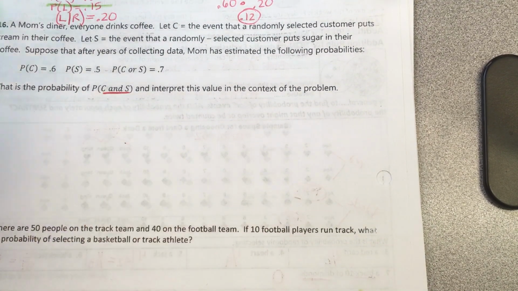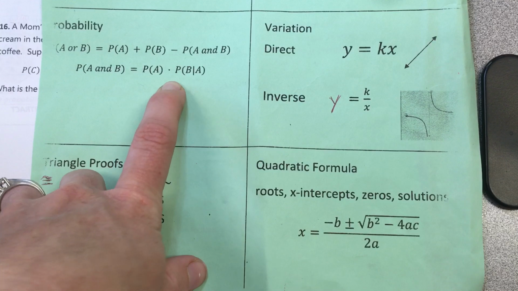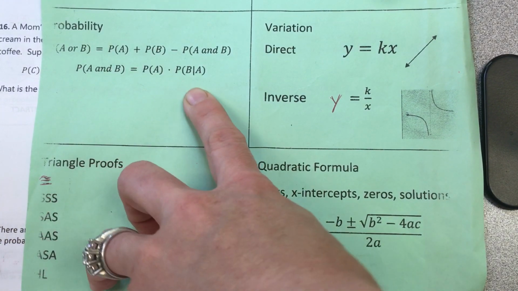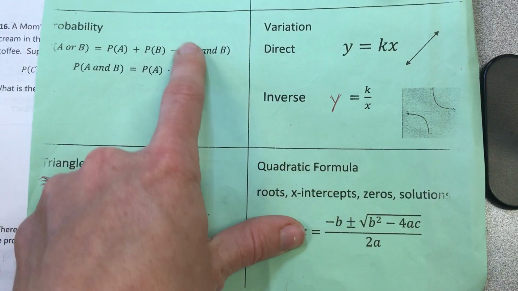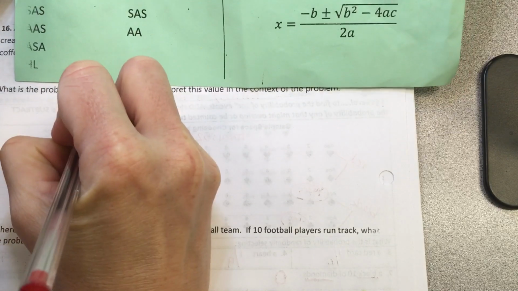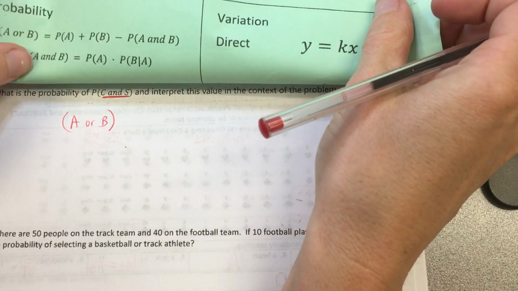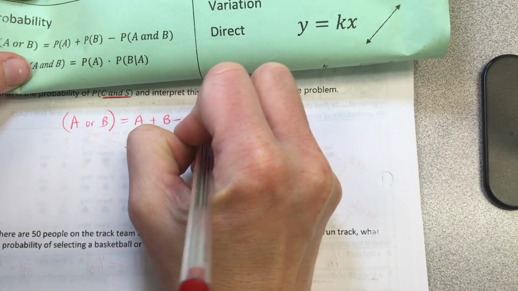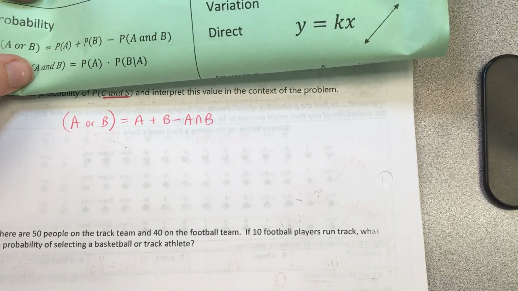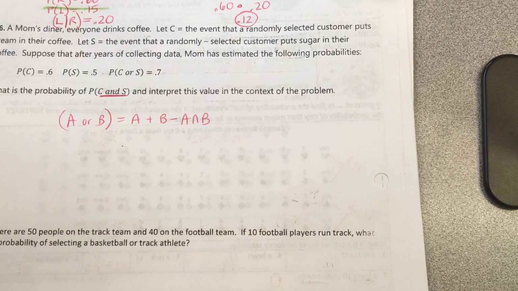A lot of times when students see this question, what is C and S, they're looking at their foldable, they go to the "and" and they're like, okay, I need to use this rule. The problem is you can't use this rule in this problem because did they give you this one? No. They didn't give you that one, okay? So you're going to have to use the top one. So A or B, I'm just copying this from the foldable. A or B equals A plus B minus A and B. Okay, so I'm just copying that from your foldable. A or B is the plus and minus rule. Okay.